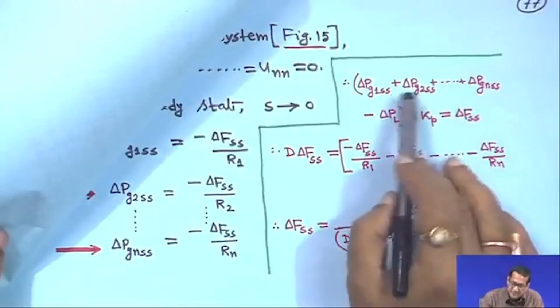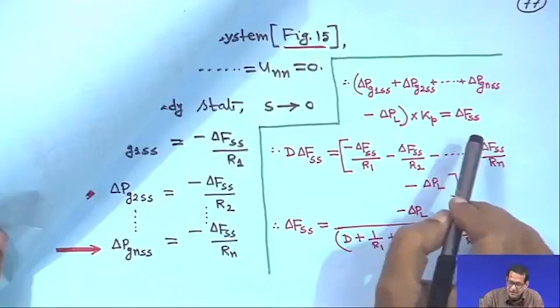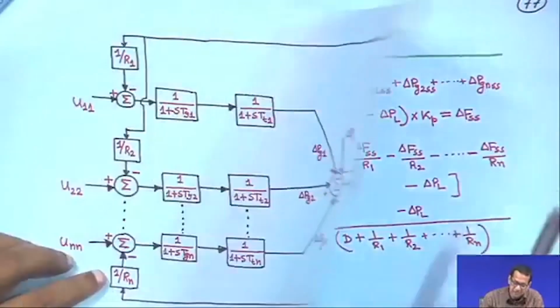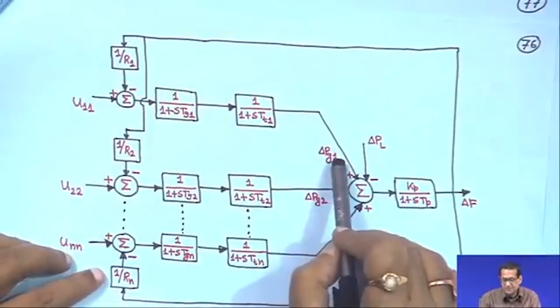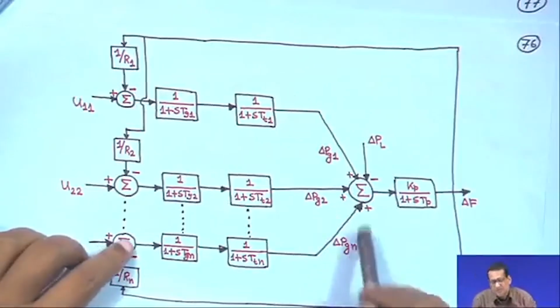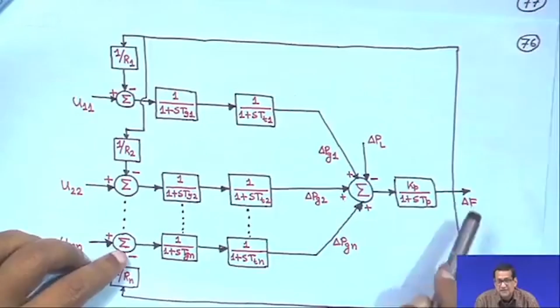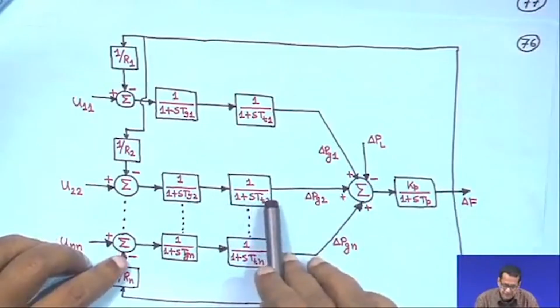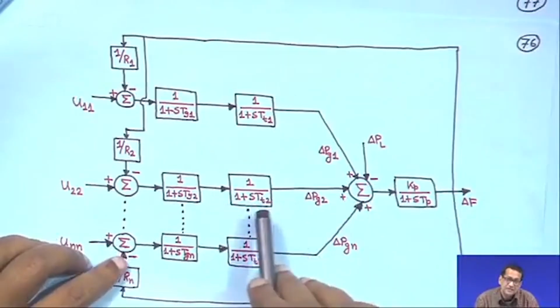For the single area system only delta Pg SS was there, right, and these things were not there, but now you have n number of units. So delta Pg1 SS, delta Pg2 SS up to delta Pgn SS, right, sum it all up, minus delta PL into Kp is equal to delta F SS, because s tends to 0 as t tends to infinity.